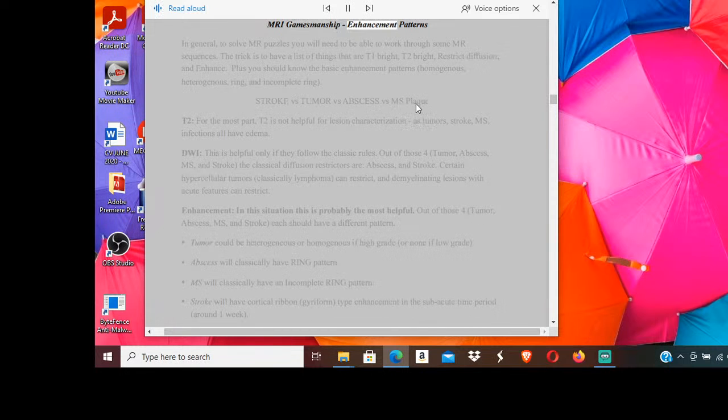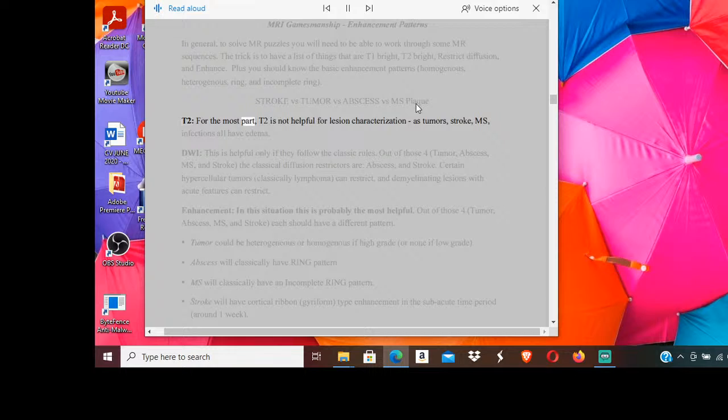MRI gamesmanship, enhancement patterns. In general, to solve MR puzzles you will need to be able to work through some MR sequences. The trick is to have a list of things that are T1 bright, T2 bright, restrict diffusion, and enhance. Plus you should know the basic enhancement patterns: homogeneous, heterogeneous, ring, and incomplete ring. Stroke vs tumor vs abscess vs MS plaque.